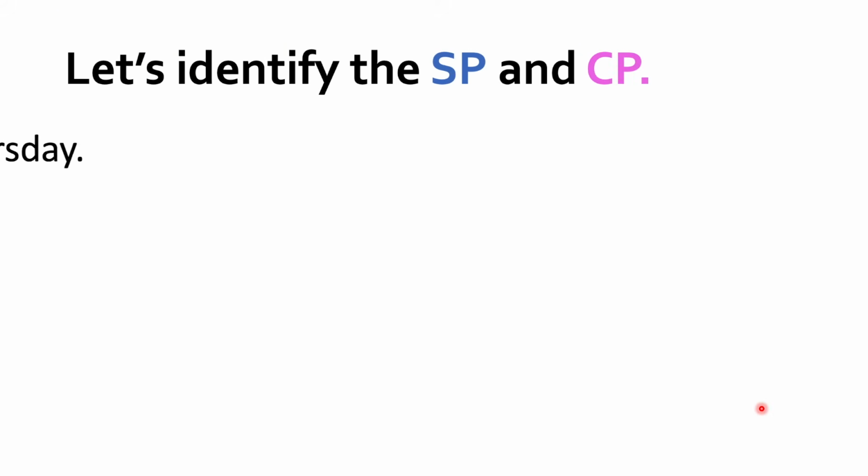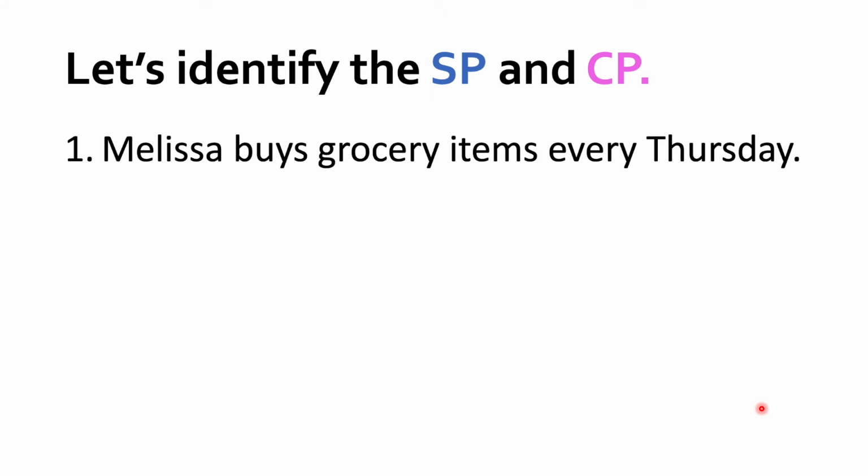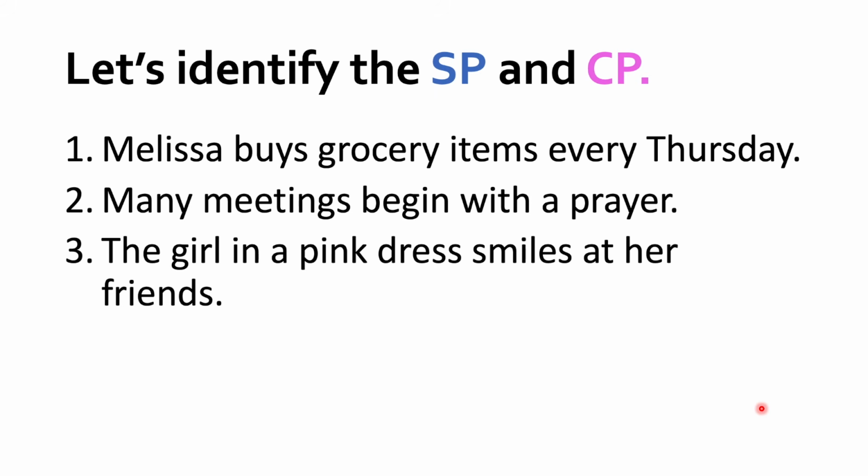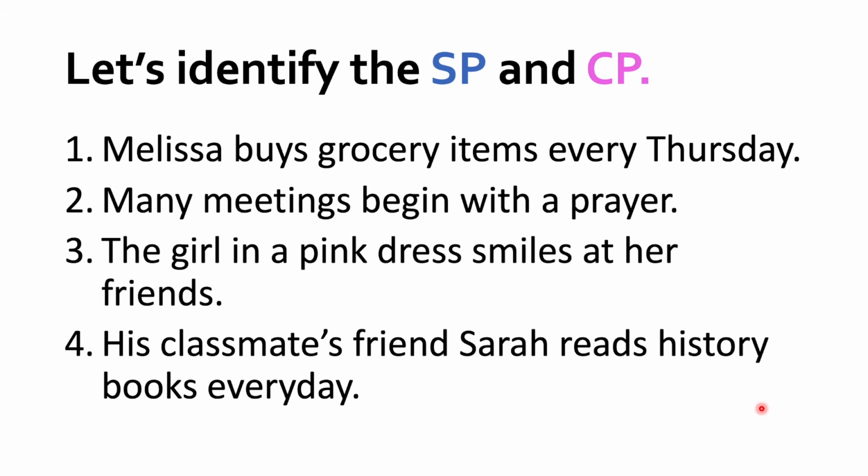Let's identify the simple predicate and the complete predicate. Number 1, Melissa buys grocery items every Thursday. So this is the same sentence that we did have in our discussion of the subject. 2, many meetings begin with a prayer. 3, the girl in a pink dress smiles at her friends. 4, his classmate's friend Sarah reads history books every day. Okay, so which is the simple predicate? It's buys. This is the verb. And then the complete predicate, buys grocery items every Thursday.